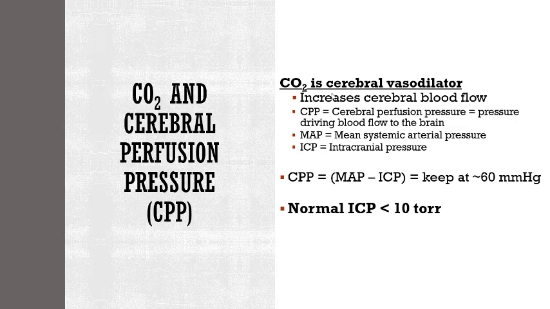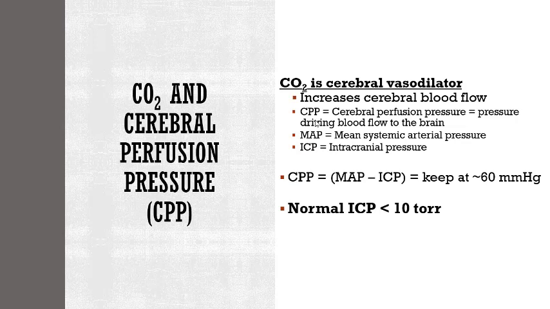What that means is your CO2 in your arterial blood will actually increase your cerebral blood flow. So, really quickly here, a couple abbreviations. CPP is cerebral perfusion pressure. So, it's just the pressure driving the blood flow in the brain. MAP, which should look familiar, that's your mean systemic arterial pressure. ICP is intracranial pressure. That's a new one, okay?